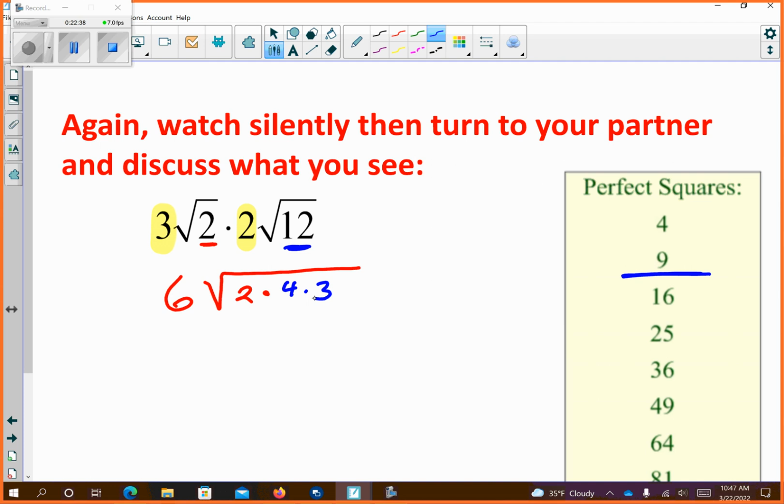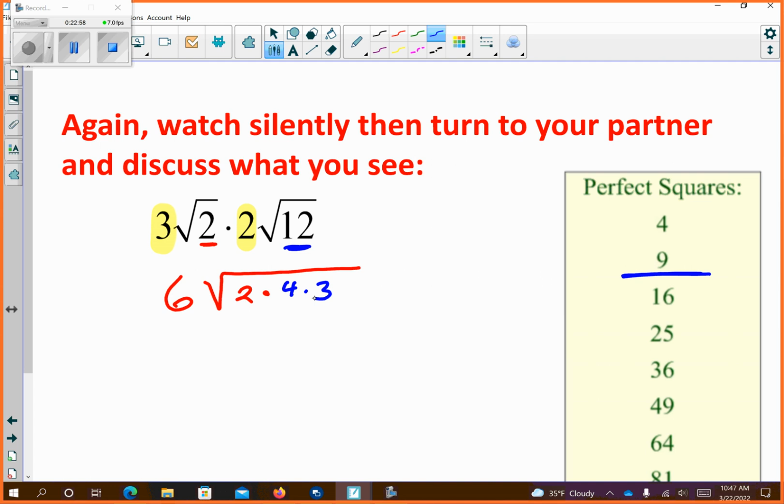Do I have a perfect square somewhere underneath that radical sign? And if so, what's the perfect square? 4 is a perfect square. Agree? Is 2 a perfect square? It's not on the list. Is 3 a perfect square? It's not on the list.